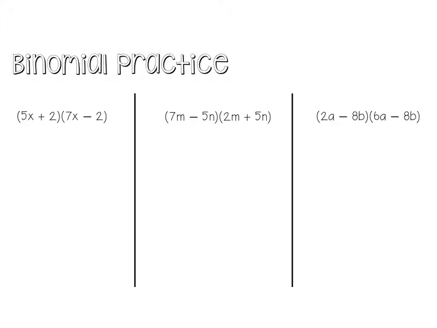Now here are some practice questions for you to go through on your own, and then we will go over them as a group. Now going over these, I'm going to use the FOIL method. So in the first practice question, it would be 5x times 7x, which is 35x squared. The outer terms would give me negative 10x, the inner terms positive 14x, and the last terms negative 4. So that's 35x squared plus 4x minus 4.